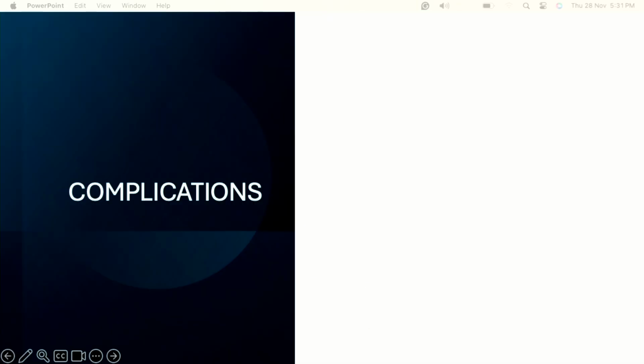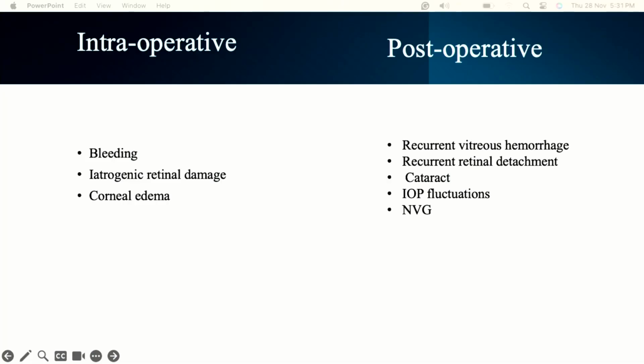So what can be the complications of vitrectomy in TRDs? Intraoperatively, we can have bleeding, as we saw how to maintain the hemostasis. Iatrogenic retinal damage can occur, corneal edema. Postoperatively, we can have recurrent vitreous hemorrhage, recurrent retinal detachment, cataract formation, IOP fluctuations, and neovascular glaucoma.